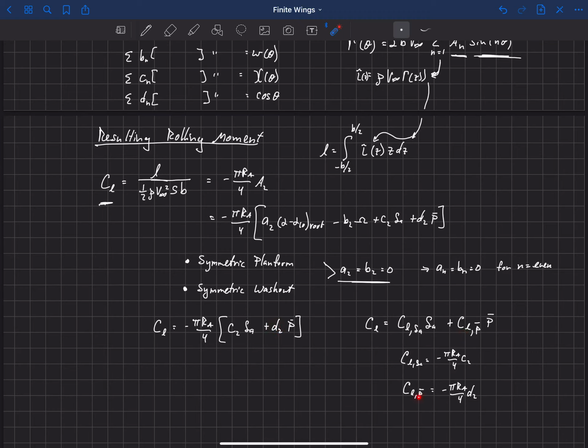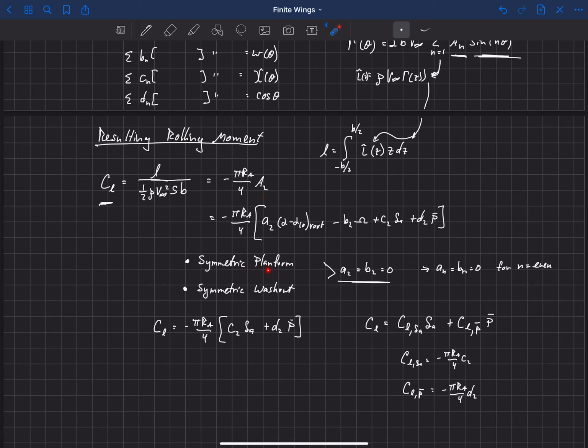That's that coefficient there. So this is our resulting rolling moment, and the reason that we deflected the aileron in the first place is to create a rolling moment, and that creates a rolling rate. And now we've accounted for both the aileron and the rolling rate, and how those affect our rolling moment. And it all comes down to just the second Fourier coefficient, pretty amazingly. It only depends on the second one.